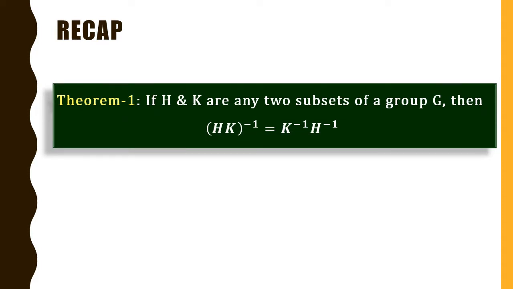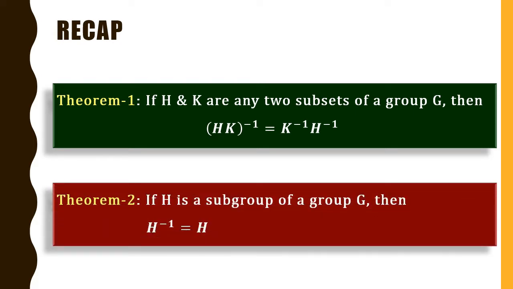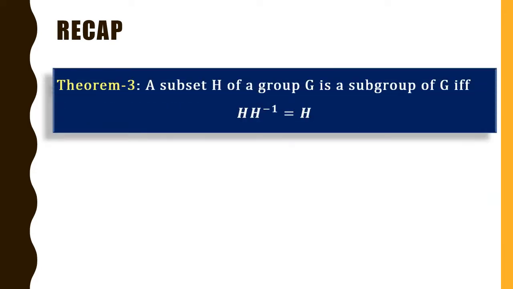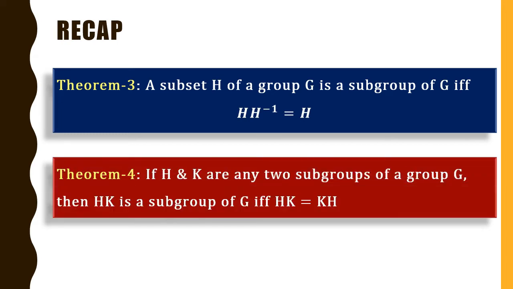So theorem 1 says that if H and K are any two subsets of a group G, then (HK) inverse is equal to K inverse H inverse. The next result: if H is a subgroup of a group G, then H inverse is equal to H. Next, theorem 3: a subset H of a group G is a subgroup of G if and only if H inverse is equal to H. And theorem 4: if H and K are any two subgroups of a group G, then HK is also a subgroup of G if and only if HK is equal to KH.